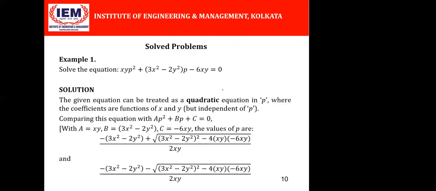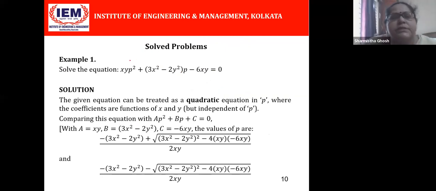Yes, ma'am. Okay. So now we come to problems. So the question is, solve the equation xyp square plus 3x square minus 2y square p minus 6xy equal to 0. So you can easily see that, first of all, observe the equation. There is a p. So we all know that p actually stands for dy dx, and it involves p square. That means we have actually a second degree equation. First order second degree equation. And now p square is there. So we are treating this as a polynomial of degree 2, or rather a quadratic equation in p. So we are treating this as a quadratic equation in p. So we're trying to get the solution.